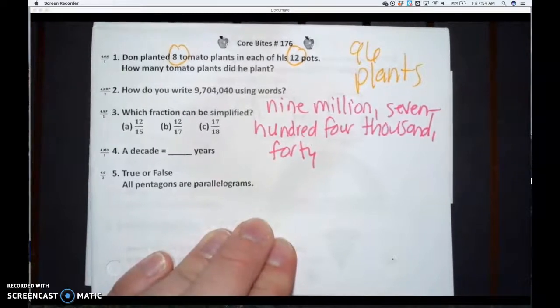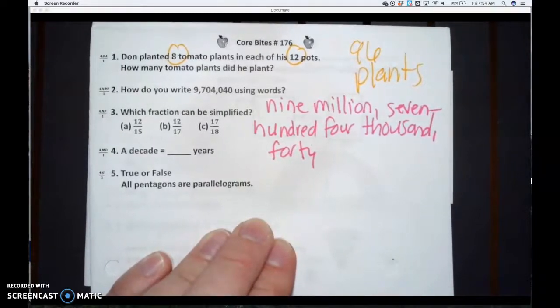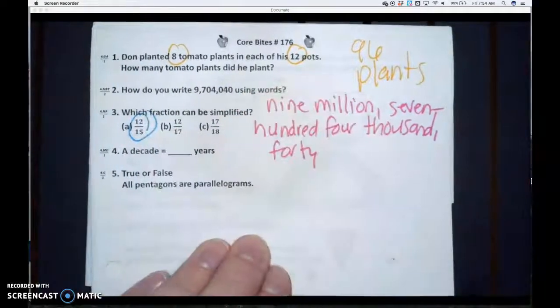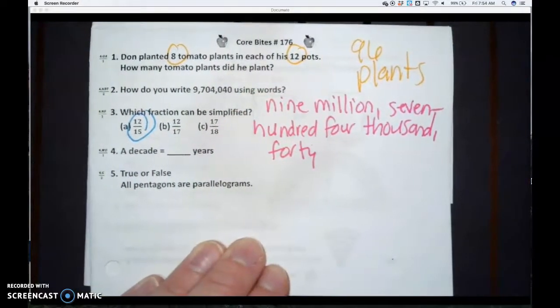Which fraction can be simplified? So that would be 12/15 because you can multiply the numerator and the denominator by 3. Oh, yeah, because 3 times 5 is 15.